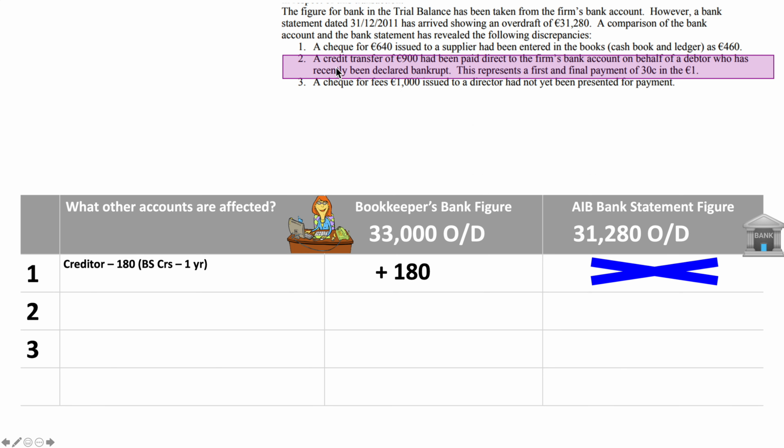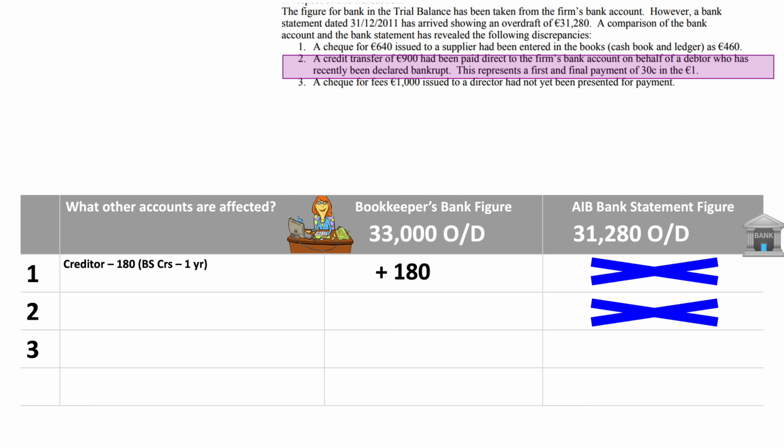Number 2, a credit transfer of €900 had been paid direct to the firm's bank account on behalf of a debtor who has recently been declared bankrupt. This represents a first and final payment of 30 cent in the €1. So paid directly into the bank, AIB don't need to be adjusted, right? Because they know that has come in. So it's the bookkeeper that didn't put this into the accounts yet.